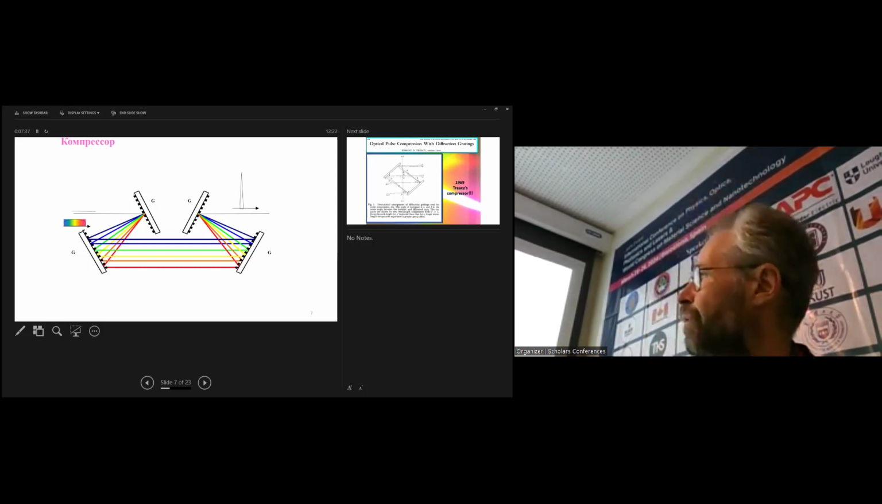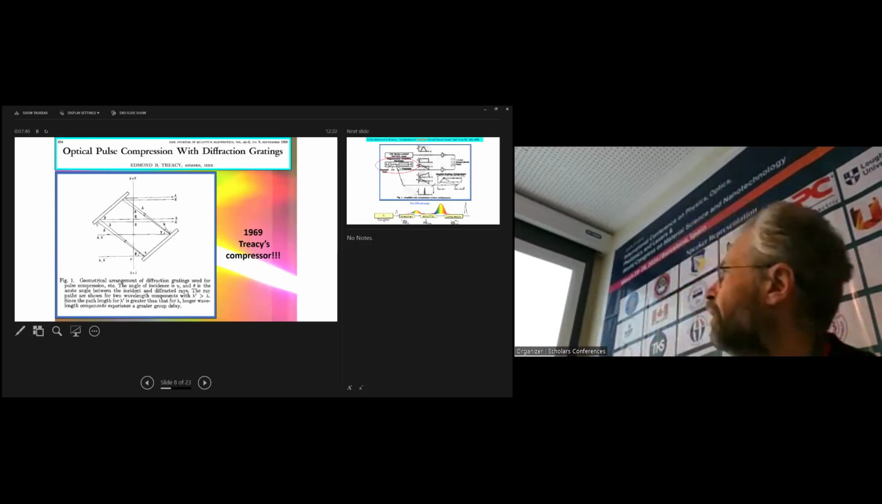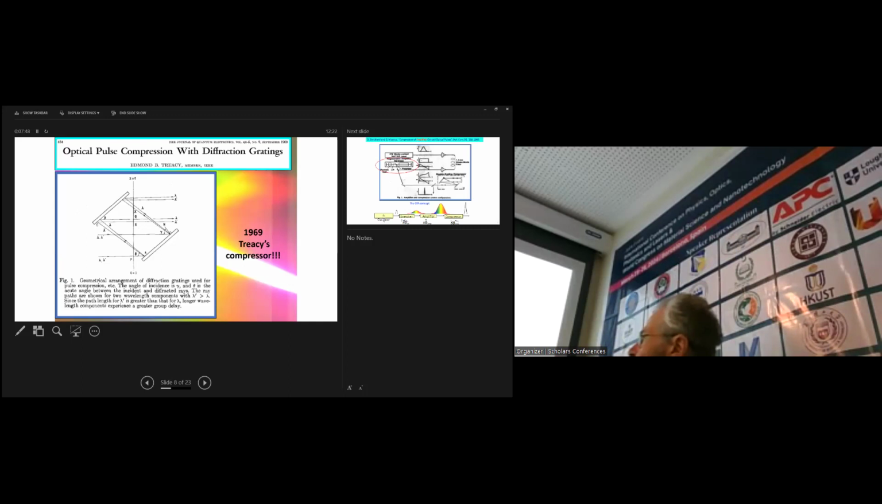So this is a simple compressor. It was actually not invented by Gerard Mourou. It was invented by Edmund Treacy in 1969, which is almost 20 years before Gerard Mourou and Donna Strickland published their paper.